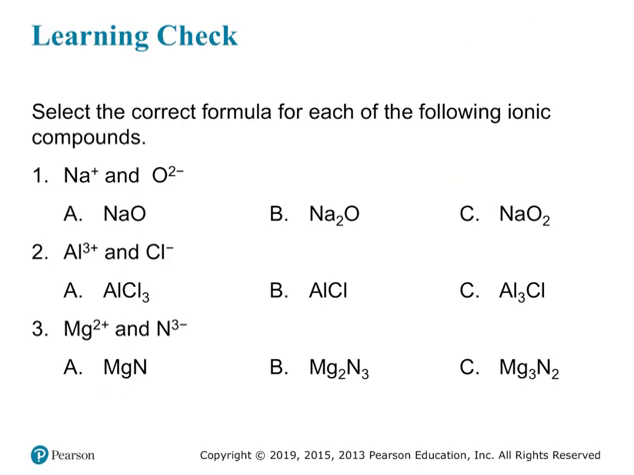So let's go through a quick learning check. We're going to select the correct formula for each of the following ionic compounds. So let's do the first one together. We have Na+ and O2-. So what is the correct ratio between those two ions to make a neutral ionic compound?